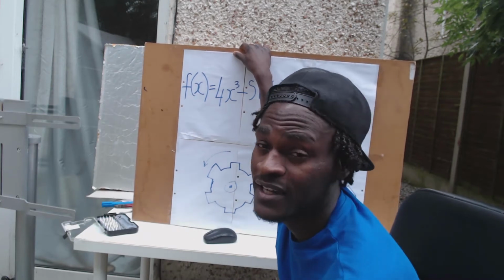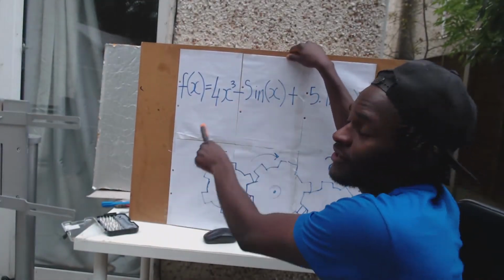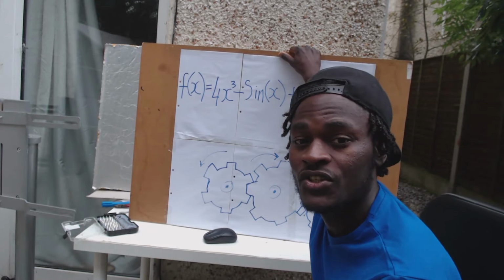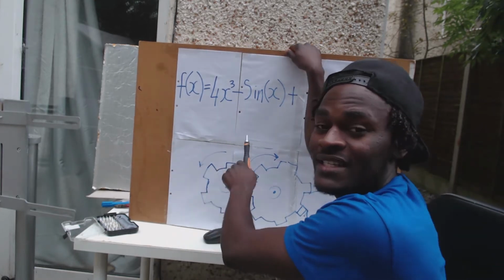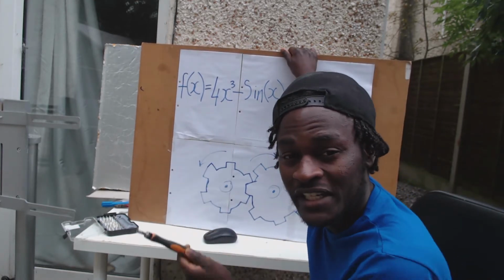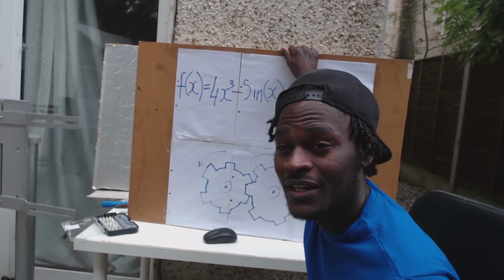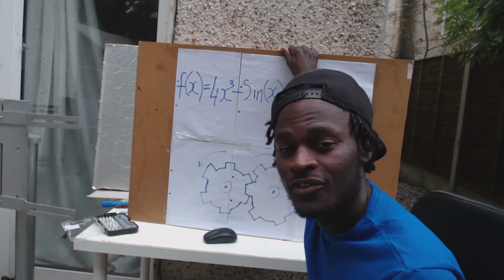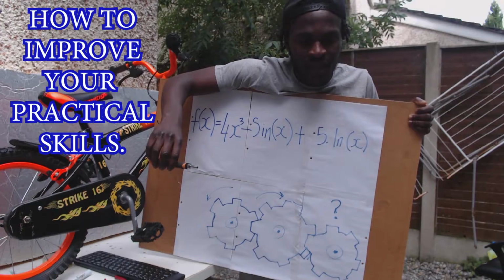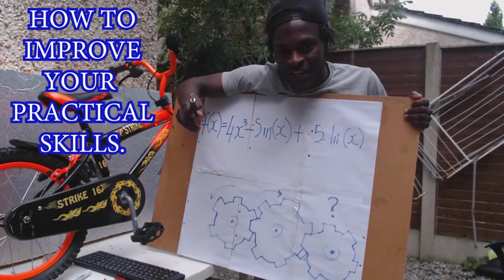Now, that's just the practical aspect. We still have these guys. How do you improve on that? Well, one of the things you have to do is understand what the maths is saying rather than memorizing, right? That's a key. And I talk about how memorization and understanding differ in my other videos. So check that out. How to improve your practical skills as an engineer.